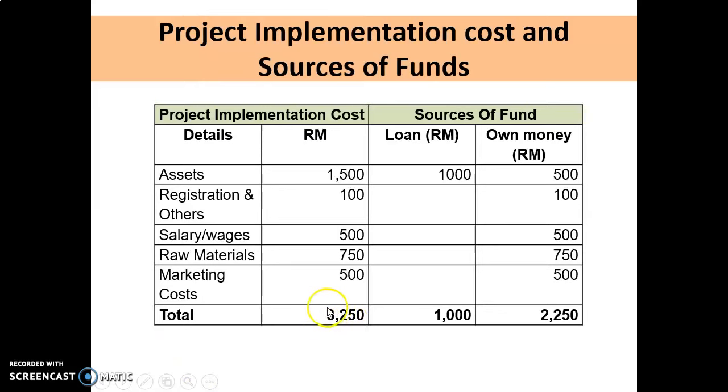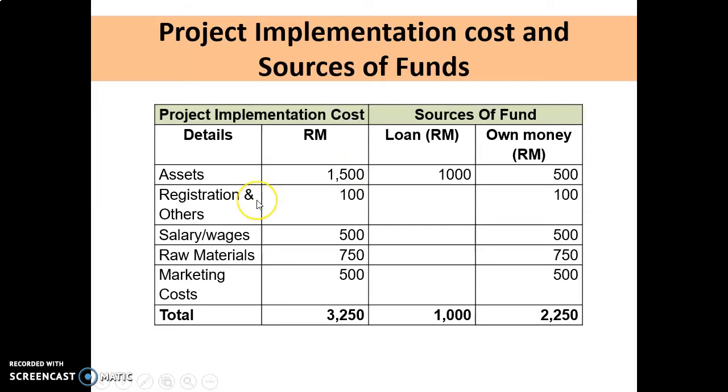So how are you going to finance this cost? Maybe you can have sources of fund from your own money and from a loan that you obtain from any financial institutions or your family. Alright, let's say you want to buy the kiosk for the burger stall. So the cost is 1,500 ringgit. So maybe you can only afford to pay like 500 ringgit only. So you need to obtain a loan, which is 1,000 ringgit, to finance the 1,500.